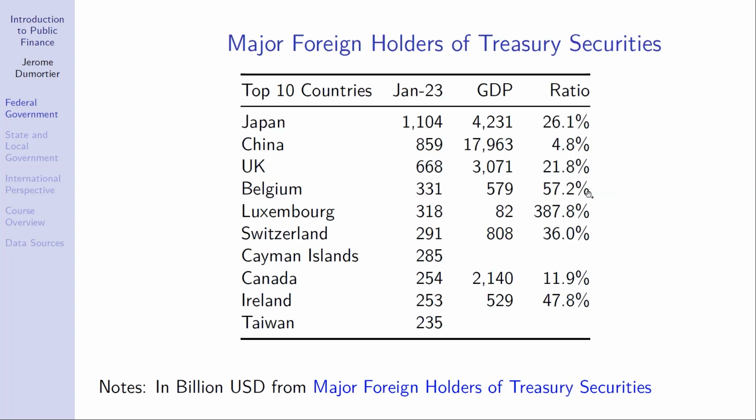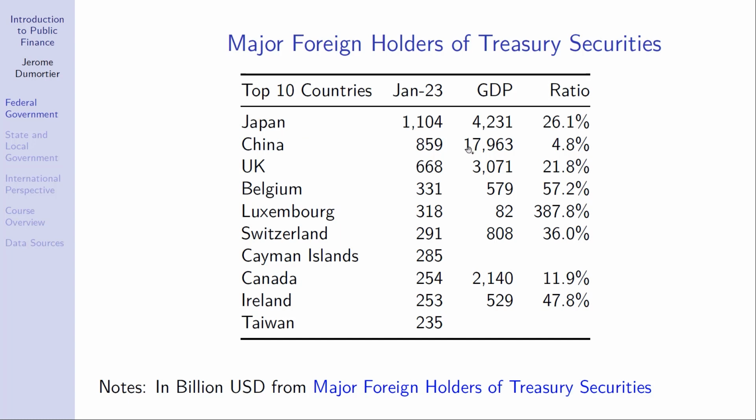Now, I mentioned before that you have this deficit, and if you have a deficit over multiple years, you are accumulating debt. Now, the question is, who is holding this debt? Here, I have listed the top 10 countries in terms of debt holdings that are holders of treasury securities. You can see that, for example, Japan holds about $1.1 trillion of US debt.